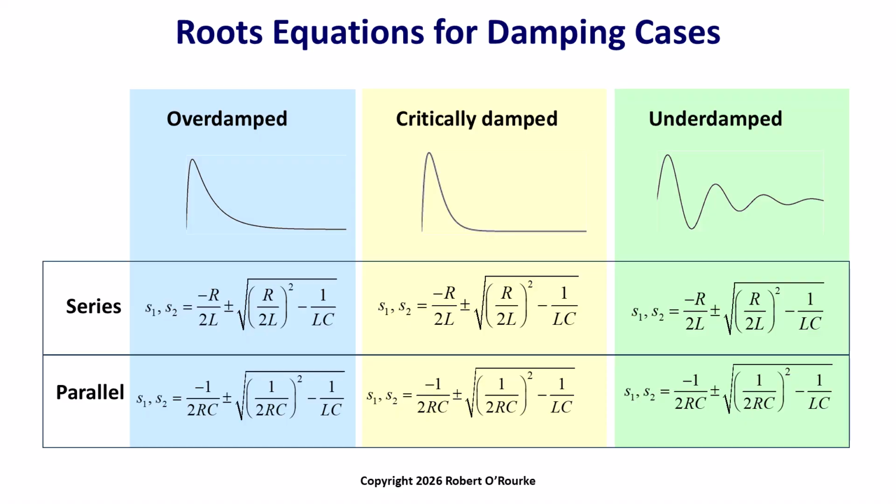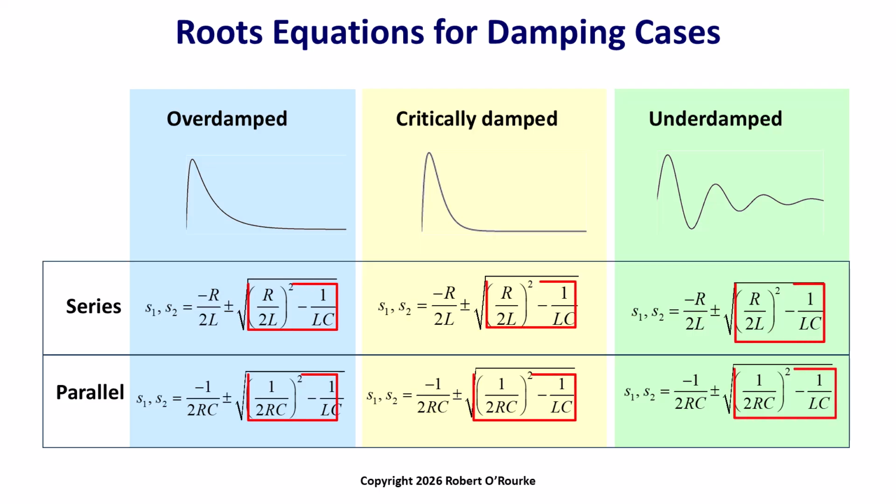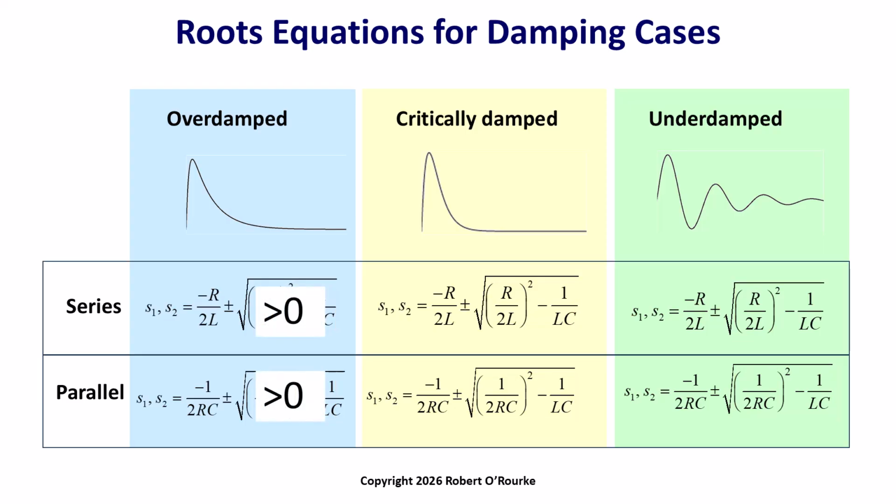Summarizing series and parallel RLC response together, look at the discriminant, the quantity under the square root signs. For overdamped, the discriminants are greater than 0. For critically damped, the discriminants equal 0. For underdamped, the discriminants are less than 0.